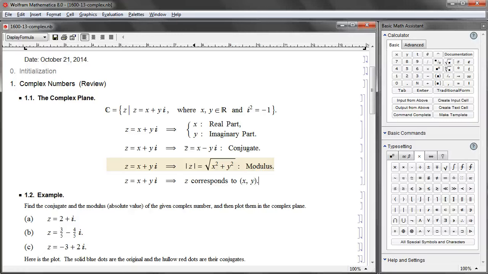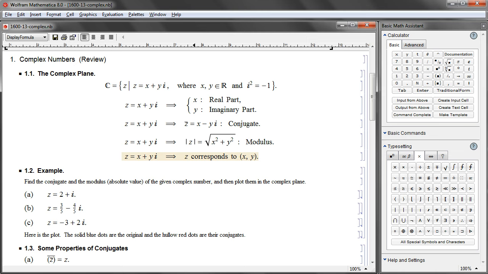Finally, here's a big deal. x plus yi corresponds to (x, y) in the coordinate plane. In other words, we can represent a complex number as a point (x, y) in a coordinate plane through its real and imaginary parts. Let's go ahead with a couple of exercises to make sure we understand what we are doing.